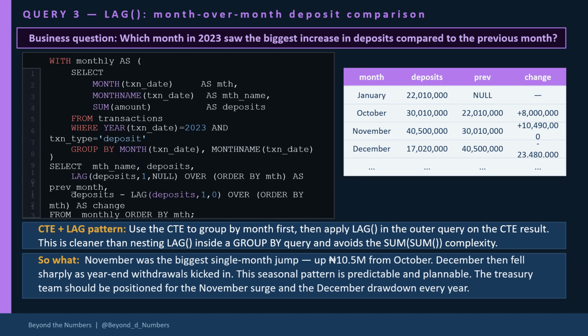If you look at the result, you're going to see that November is up 10.5 million from October, the biggest single month jump. Then December went down 23.5 million from November, the sharpest drop. So the so what here is the seasonal pattern is not random. It is quite predictable. November surges every year as bonuses arrive and businesses close the books. December falls as withdrawals happen for Christmas and year-end spending. So the Treasury team should plan for this cycle. They shouldn't be surprised by it every year.